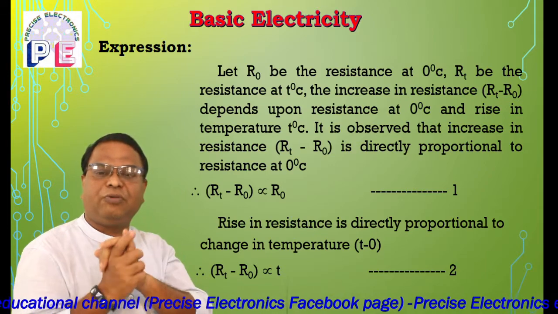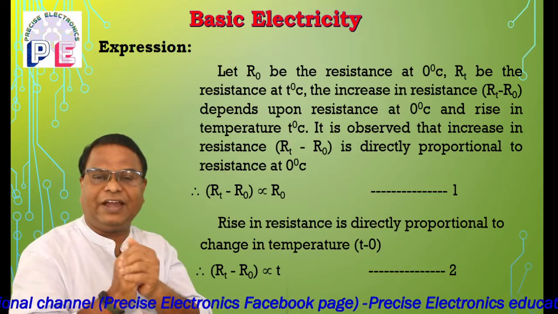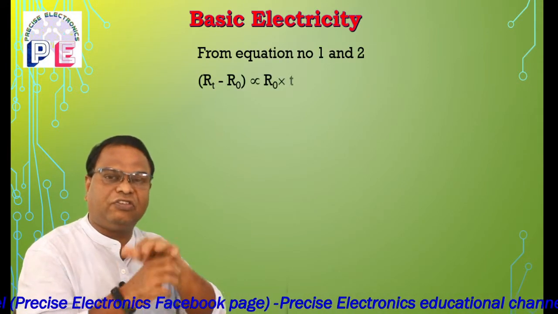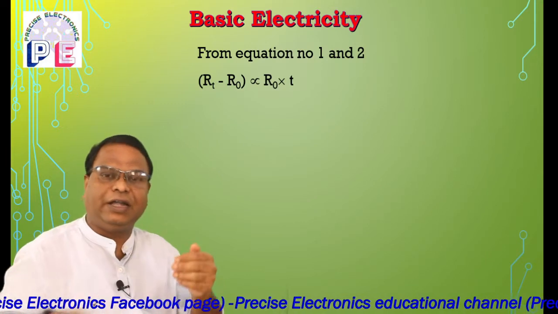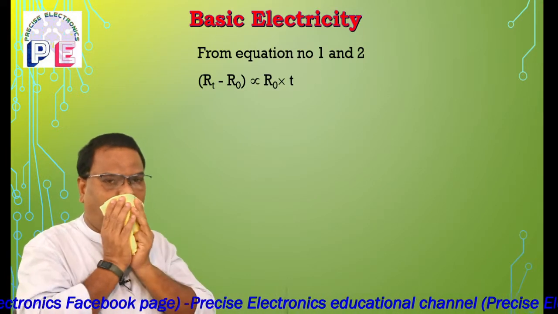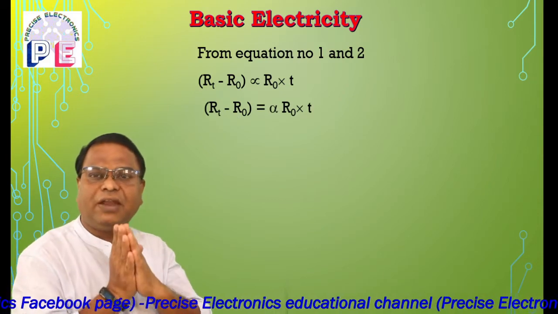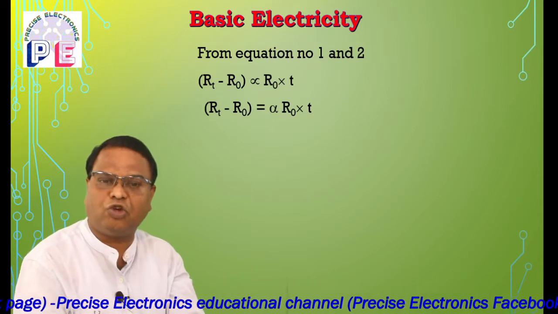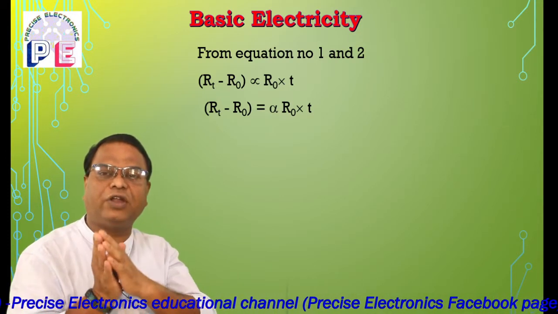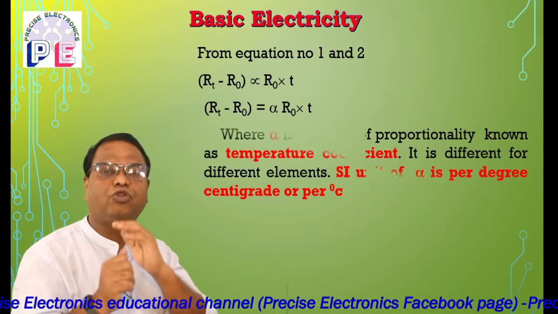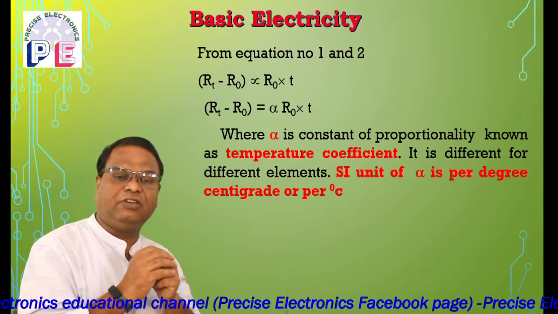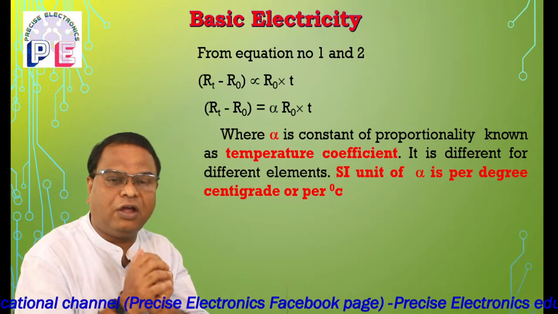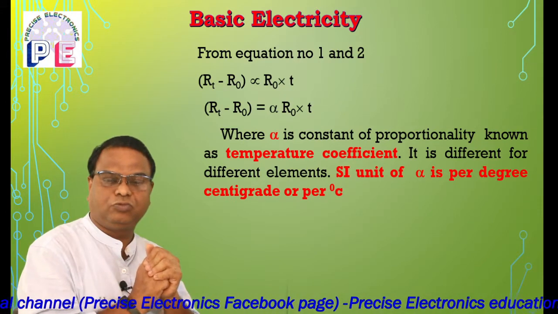From equation number 1 and equation number 2, we get that RT minus R0 is proportional to R0, the resistance at 0 degree centigrade, into T, the change in temperature. So RT minus R0 is equal to alpha R0 T. What is alpha? Alpha is the proportionality constant, and it is known as the temperature coefficient of that element. It is different for different elements, and the SI unit of alpha is per degree centigrade.